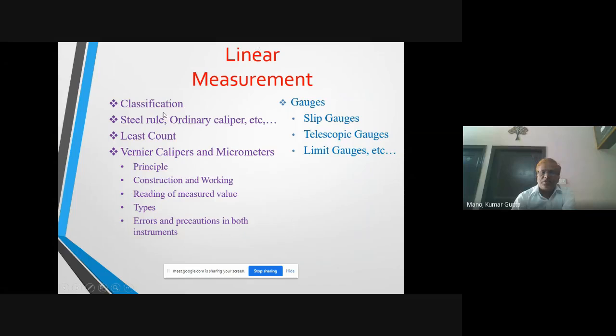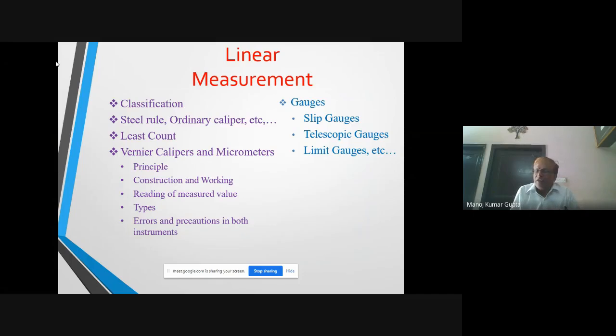And this is the classification: steel rule, ordinary caliper, least count, vernier caliper, micrometer. What is the principle, construction and working, reading types, errors and precautions. In gauges it comes slip gauges, telescopic gauges and limit gauges. So one thing I want to tell you about metrology and instrumentation.